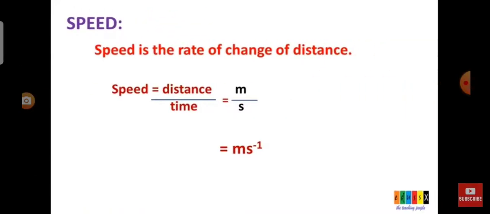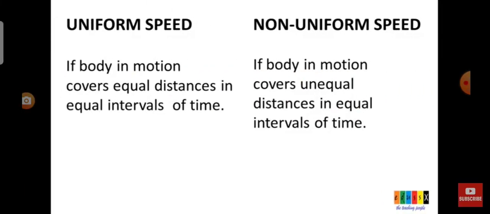Now we see about the speed. Speed is the rate of change of distance. Speed equals distance by time, that is equal to m by s, that is m per second, m s minus 1. Now we see about the uniform speed and the non-uniform speed. Uniform speed, if a body in motion covers equal distance in equal intervals of time. Non-uniform speed, if a body in motion covers unequal distances in equal intervals of time.